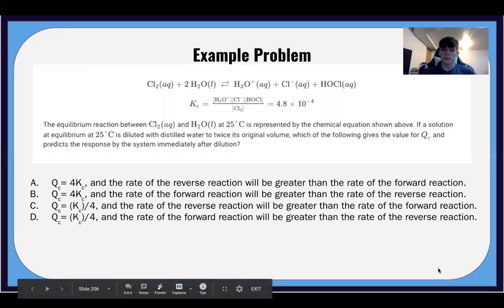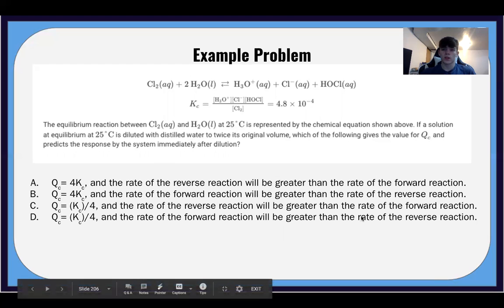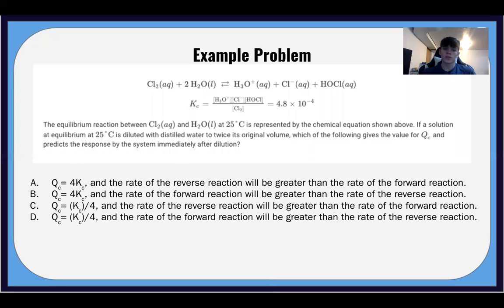Let's take a look at an example problem. The equilibrium reaction between Cl2 and H2O at 25 degrees Celsius is represented by the chemical equation shown above. If a solution at equilibrium at 25 degrees Celsius is diluted with distilled water to twice its original volume, which of the following gives the value for QC and predicts the response by the system immediately after dilution? Go ahead and give this one a try.